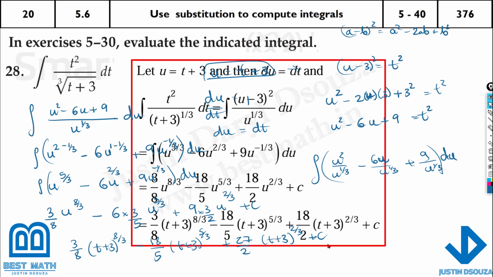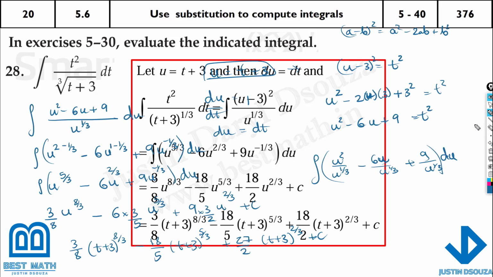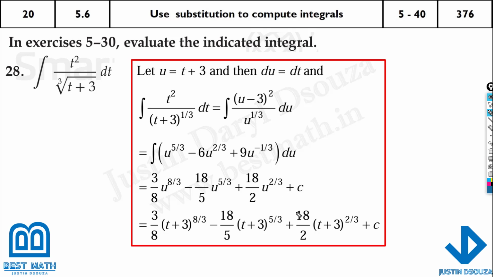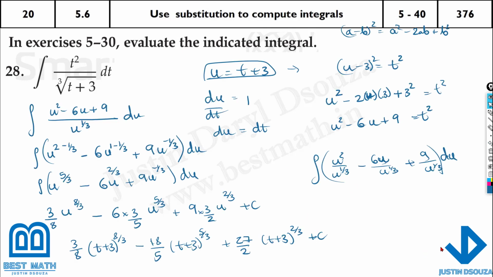You can see here the same answer, but there is one error over here. What we had got is 27 by 2. That is the correct answer. It's not 18 here; 18 is for the previous one. This is 27 by 2. So this is how we solve this problem. A bit lengthy because we had squared, we had to split it out and all that. If you follow what I've done, these are the accurate steps.